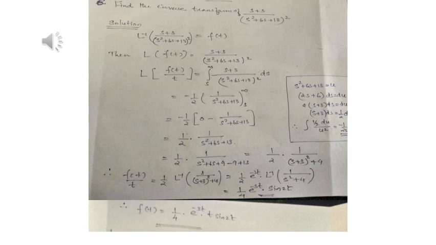Okay. So we got L of f of t by t is 1 by 2 into 1 by s plus 3 the whole square plus 4. So therefore f of t by t can be written as 1 by 2 into L inverse of 1 by s plus 3 the whole square plus 4. Now taking the shifting property and all, you will get the final answer as 1 by 4 e raised to minus 3t sine 2t, and we need f of t. So f of t is 1 by 4 into e raised to minus 3t t sine 2t.